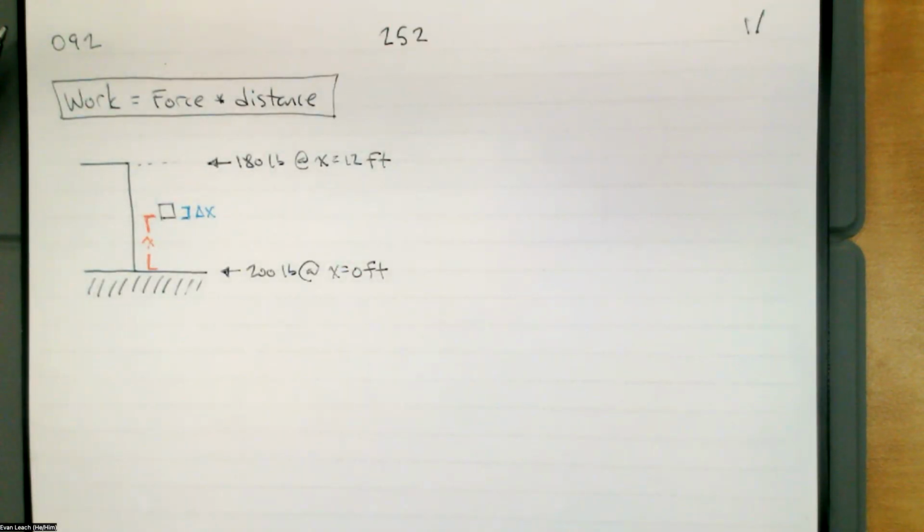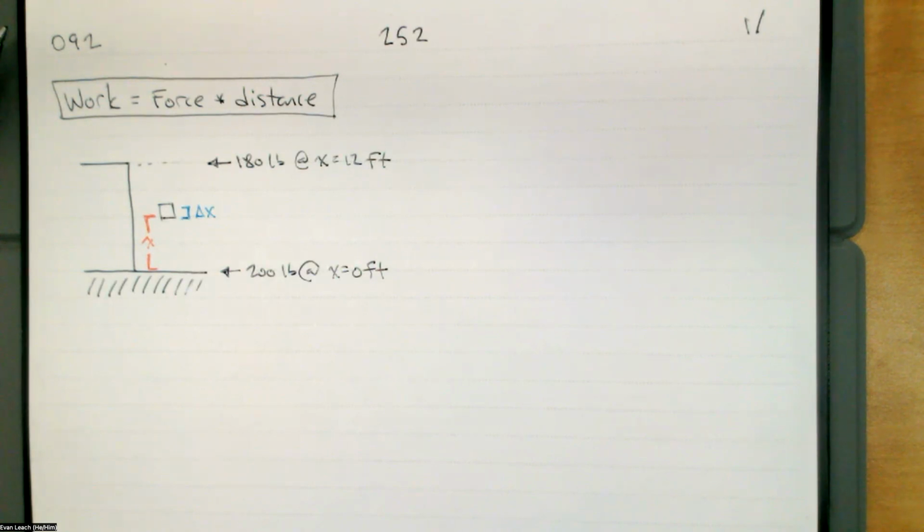If you recall, yesterday we looked at a new multiplication problem. Work is equal to force times distance. We're going to take this multiplication and turn it into a calculus problem by making one of these factors a continuously variable function of the other.